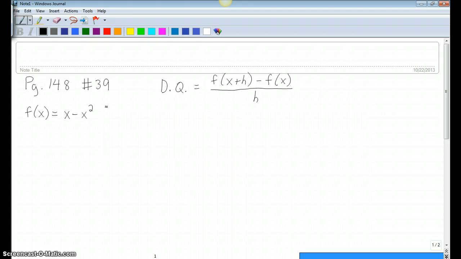So the first thing you have to do is define f of x plus h. So we're going to put that in blue and call it f of x plus h. So again, anywhere we see an x in our f of x, we're going to replace those x's with x plus h's. So we start with x, we're going to replace that with x plus h. x minus x squared, so that x gets replaced.